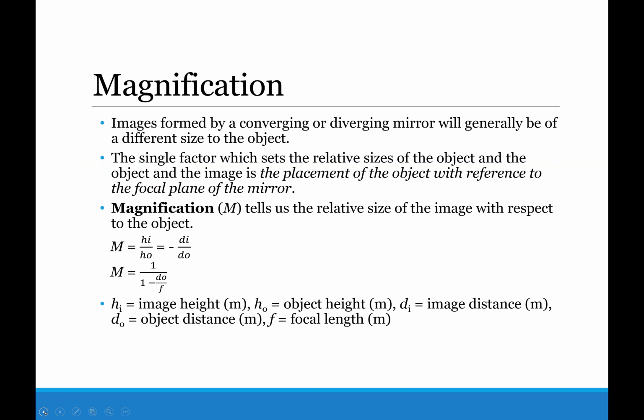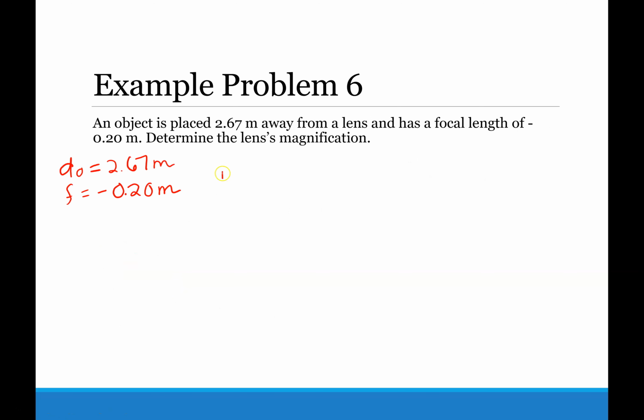If we go back to the previous slide, we can see that there are two equations for magnification. One involving the height of the object, one involving the distance of the image, and one involving the distance of the object and the focal length. So clearly we're going to be using the one that has the variables that were listed in the problem. So the equation is going to be m equals 1 divided by 1 minus DO divided by F.